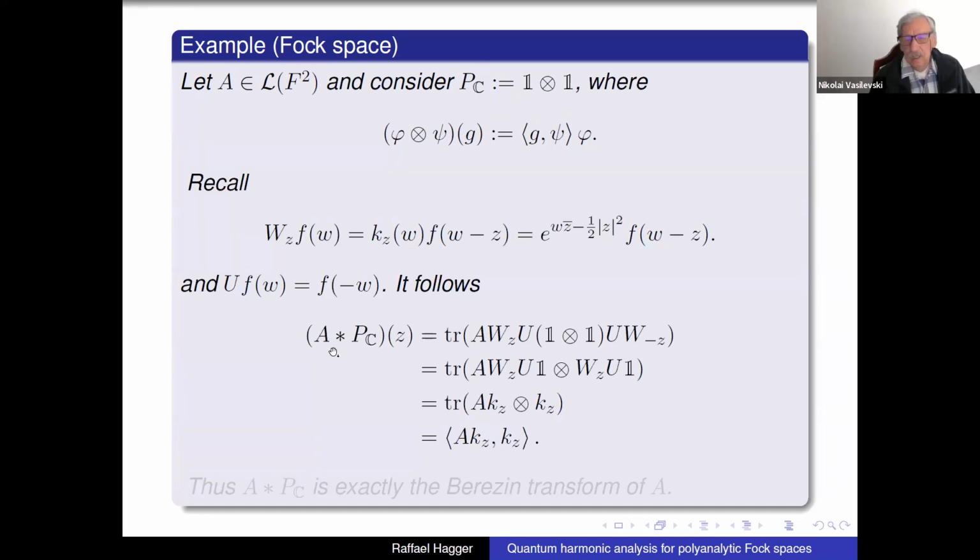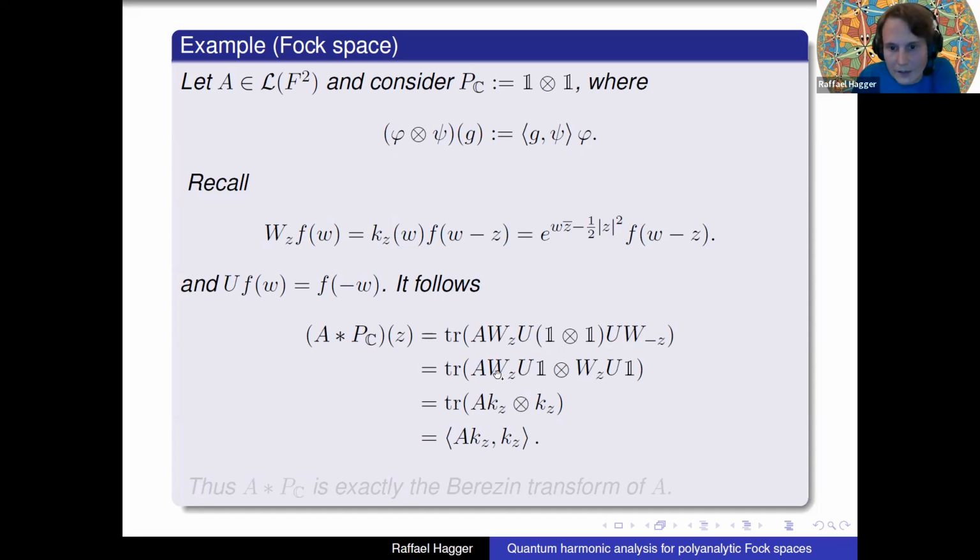So basically, it's a projection onto the one-dimensional space generated by the identity. By the one function, yes. Yes, by the function constant equal to 1. So let's just apply the definition of this convolution. That's just the definition I put in. So the projection here is this 1 tensor 1.